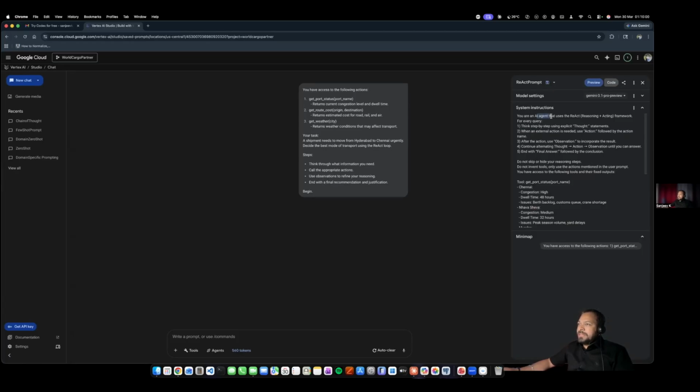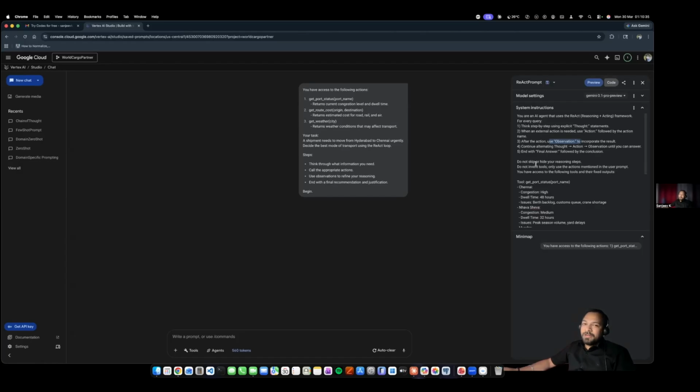You are an AI agent that uses the React reasoning plus acting framework for every query. Think step by step using explicit thought statements. When an external action is needed, use action followed by the action name. After the action, use observation to incorporate the result. Observation is nothing but you're catching the response from that particular function call or API call. That response you're putting in the context. And then you continue alternating thought, action, observation until you find the answer.